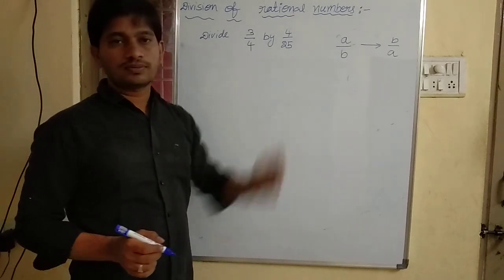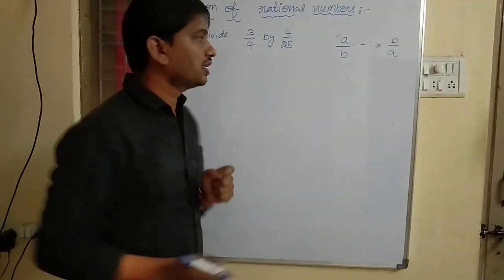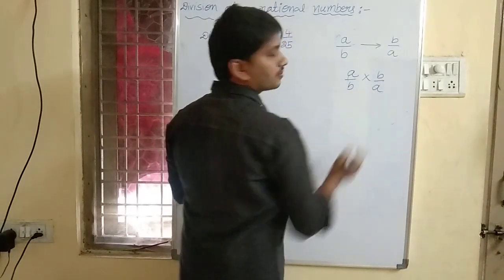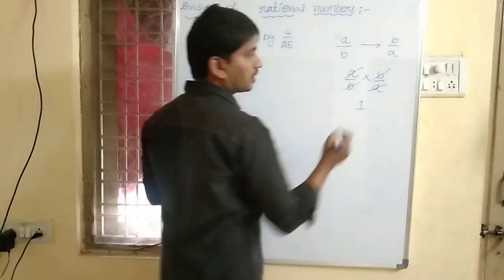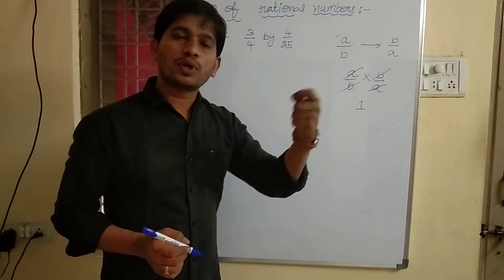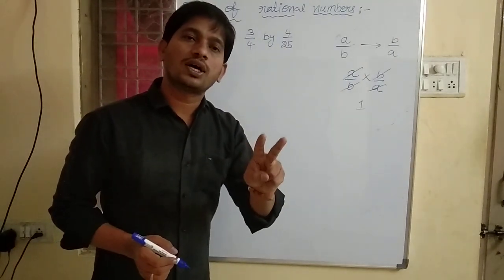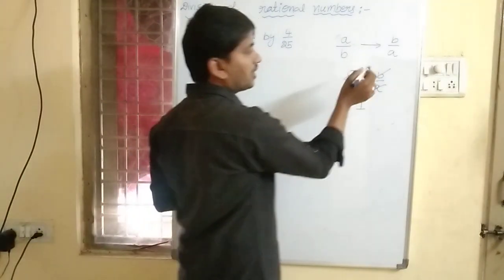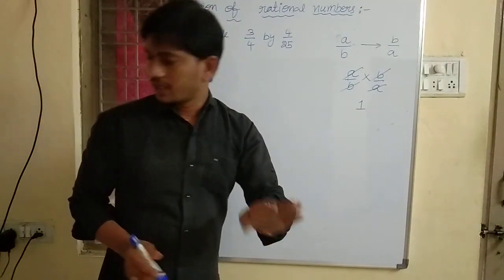So whose product must be 1? Multiplication of two rational numbers whose product is 1. See here, for example, let me multiply A by B into B by A. A gets cancelled, B gets cancelled, so that is equal to 1. If the product of two rational numbers is 1, then we say the two rational numbers are reciprocal to each other. Simply, the reciprocal of A by B is B by A. I mean, the numerator becomes the denominator, and the denominator becomes the numerator.